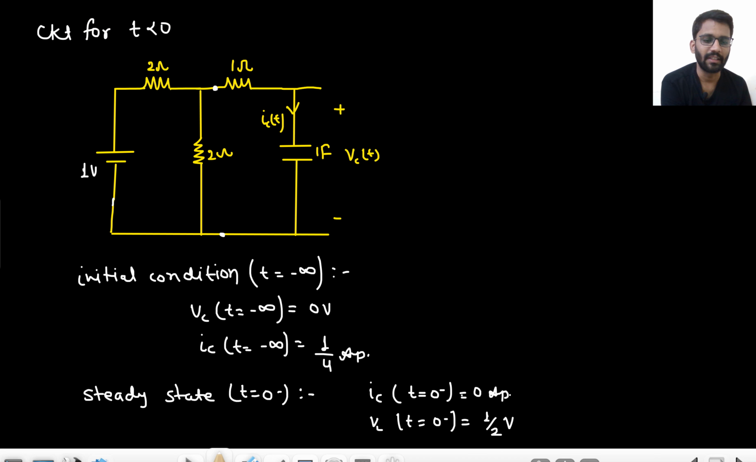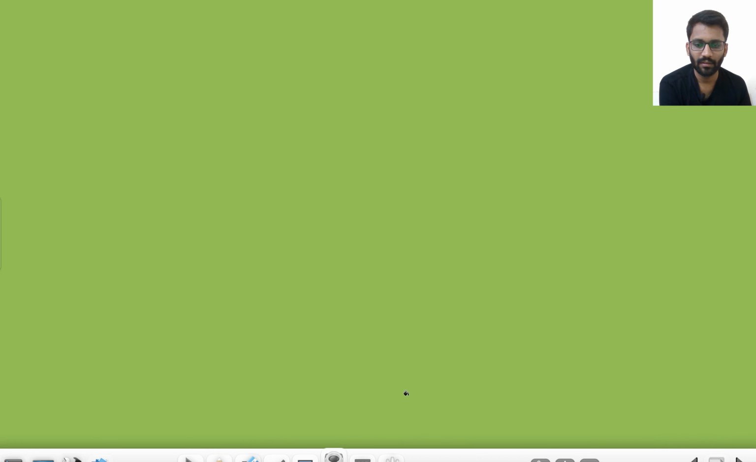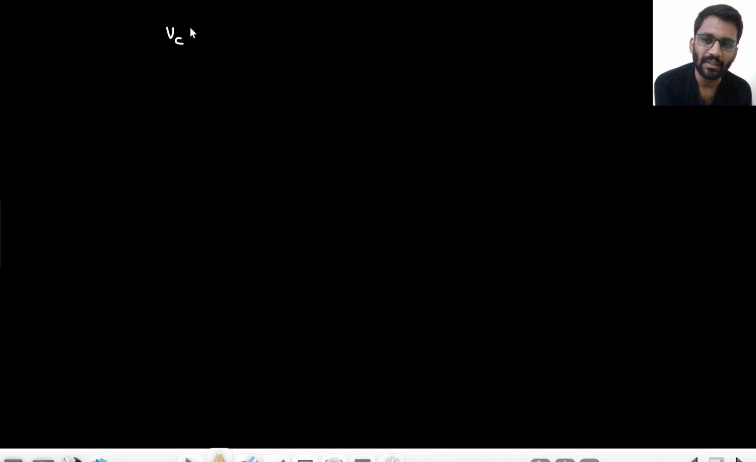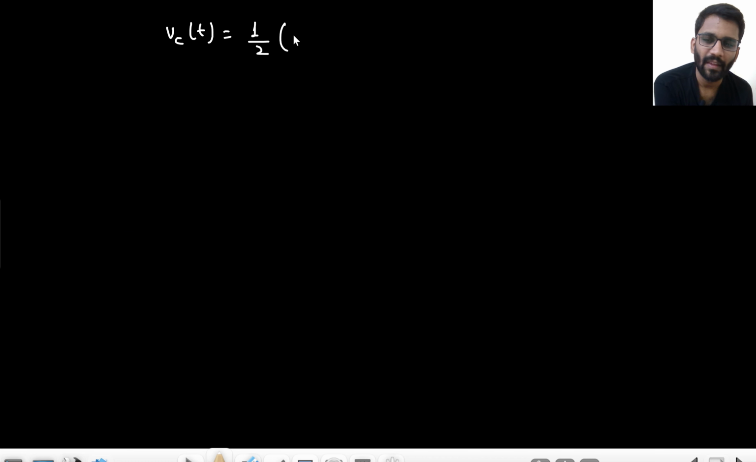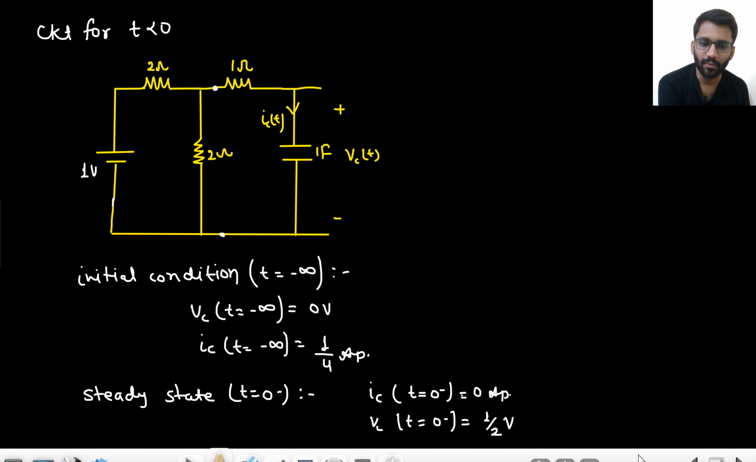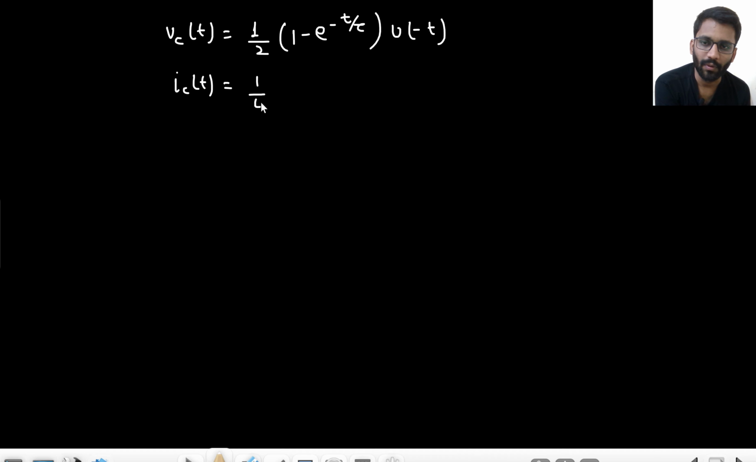Okay. So in case of VCT, we are going from 0 to 1 by 2 volt. So what will be the expression of VCT? So 1 by 2, 1 minus e to the power minus t upon 2 u of minus t. Why did I make u of minus t? Because it is happening for t less than 0, right? And what will be the expression of ICT? We are going from 1 by 4 ampere to 0 ampere. So it would be 1 by 4 e to the power minus t upon 2, but it is happening u of minus t.